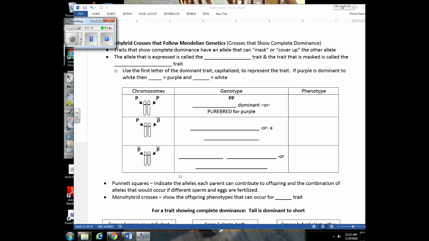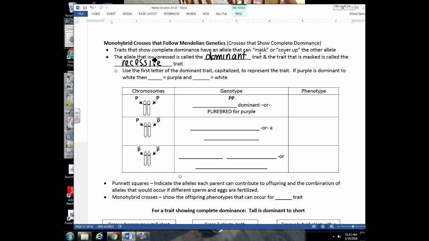So let's take a look at some crosses of traits that follow Mendelian genetics. Basically, we're just going to look at some traits that show complete dominance. If you have a trait that shows complete dominance, then that means that you have one allele that can dominate, mask, or cover up the other allele. The allele that is always expressed is called the dominant trait. The trait that's being masked is called the recessive trait.